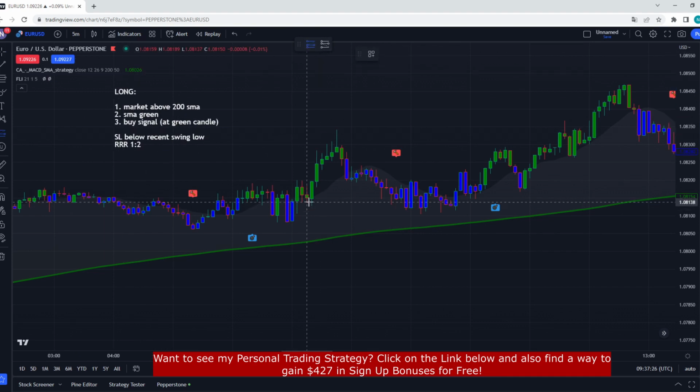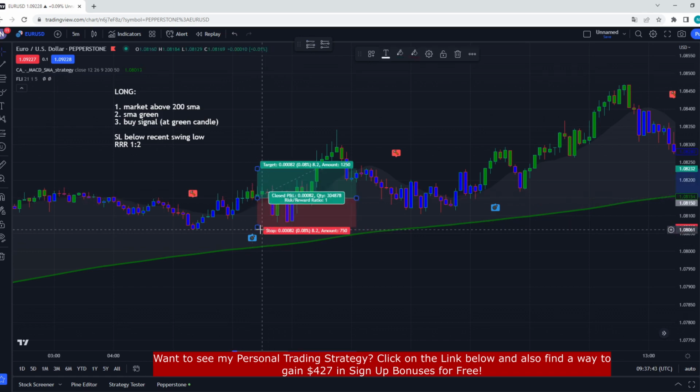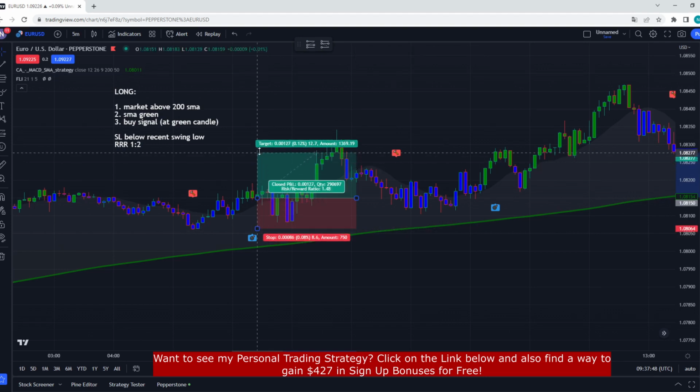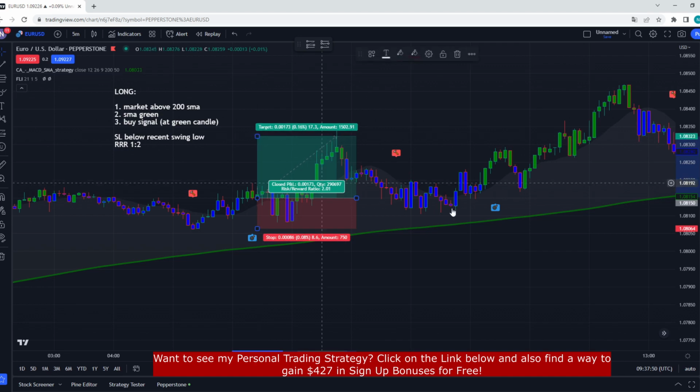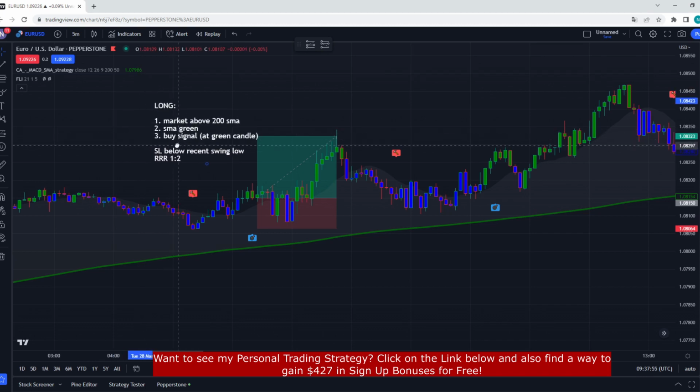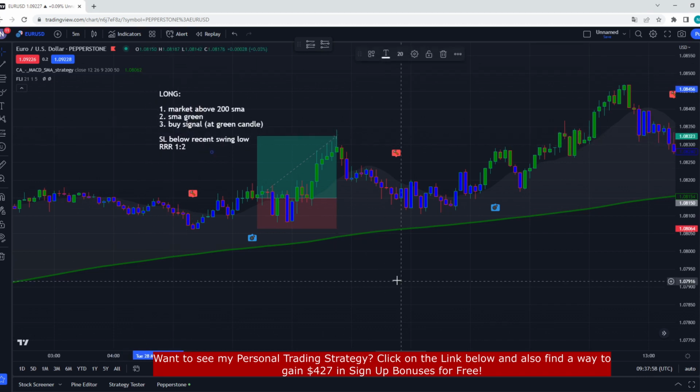And as you can see, we have here a very good example. So our market is above the 200 SMA. Our SMA is green as well. We have a long signal and we have a green candle. So if this candle is closing, we can enter our trade. We go at the recent swing low, set our risk-reward ratio to 2, and as you can see here, we hit our target. So these are the pretty simple rules for a long trade.